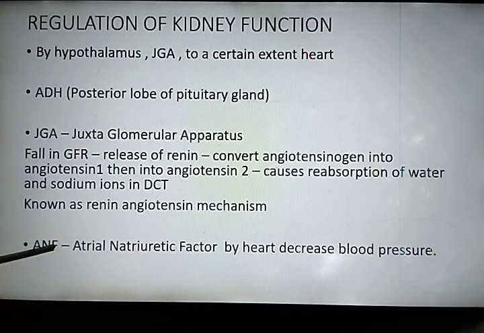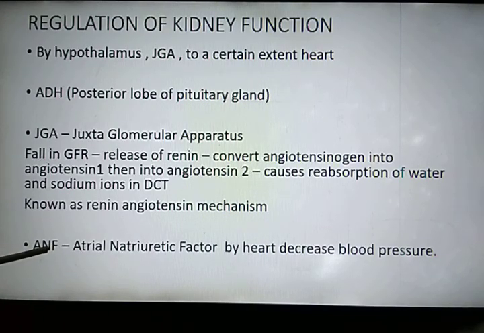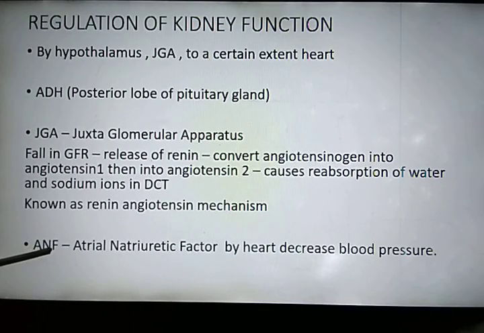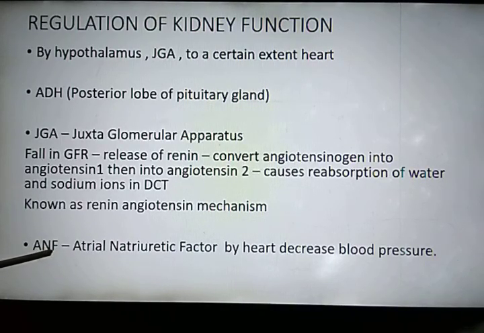So what happens when there is an increase in blood flow? Now when there is an increase in blood flow to the atria, what are atria? Auricles are also known as atria. When there is an increase in blood flow to the atria or auricles of the heart, it causes the release of atrial natriuretic factor or ANF, and this ANF causes vasodilation. Vasodilation means dilation of blood vessels, means increase in the lumen of the blood vessel, and when the lumen increases, the blood pressure will decrease.